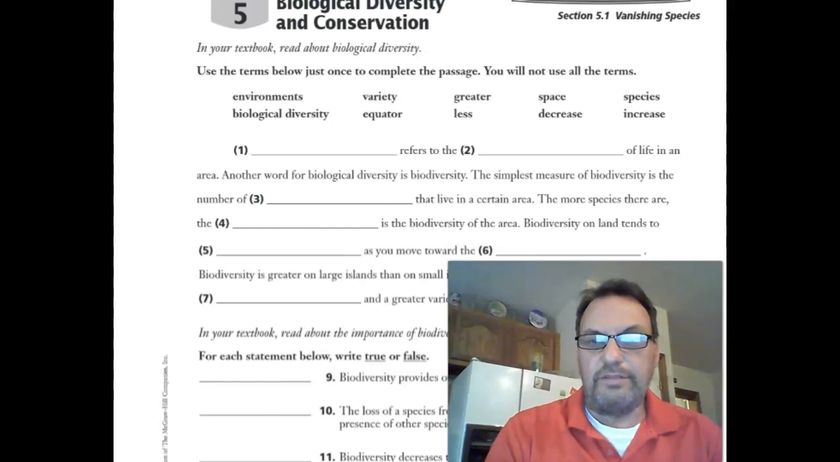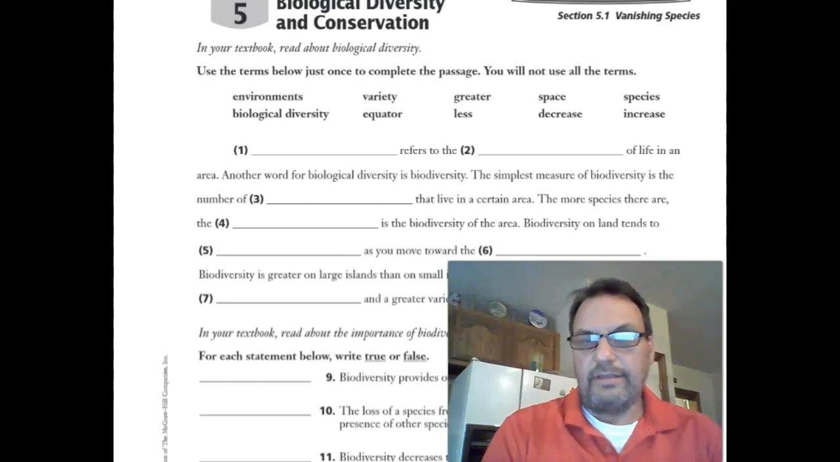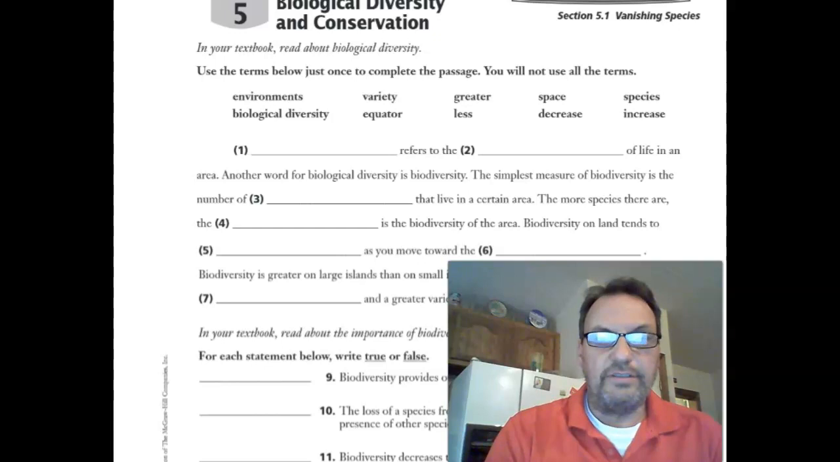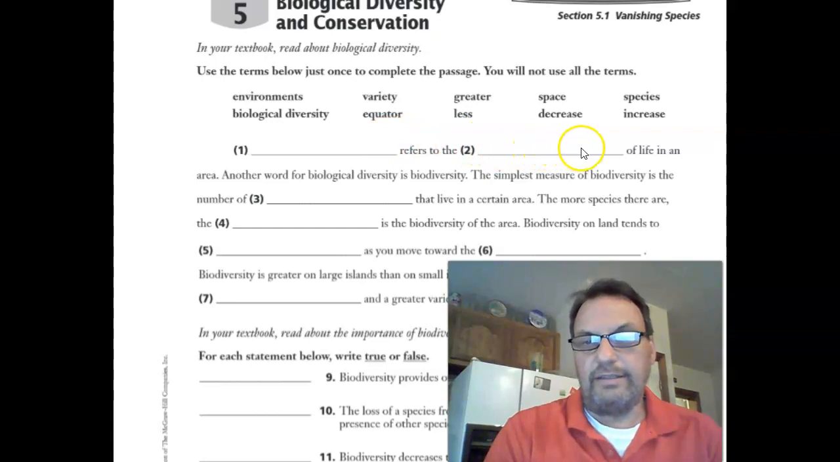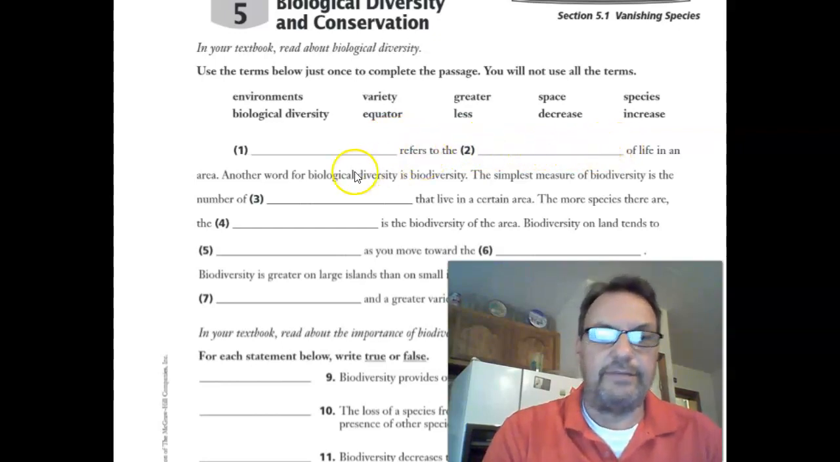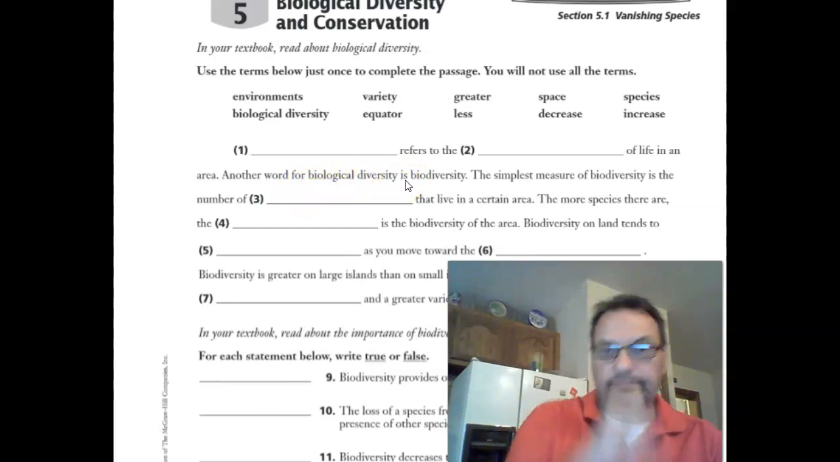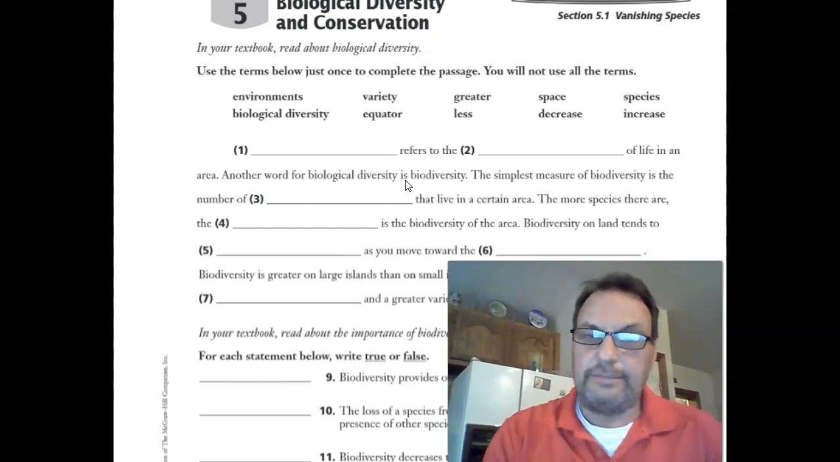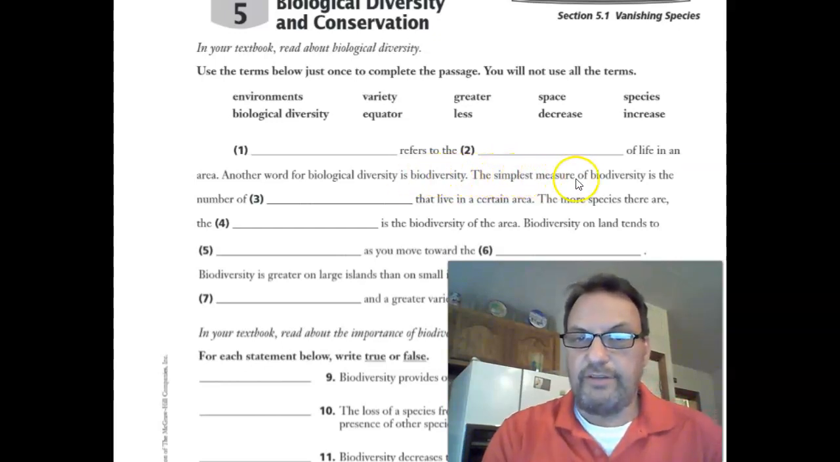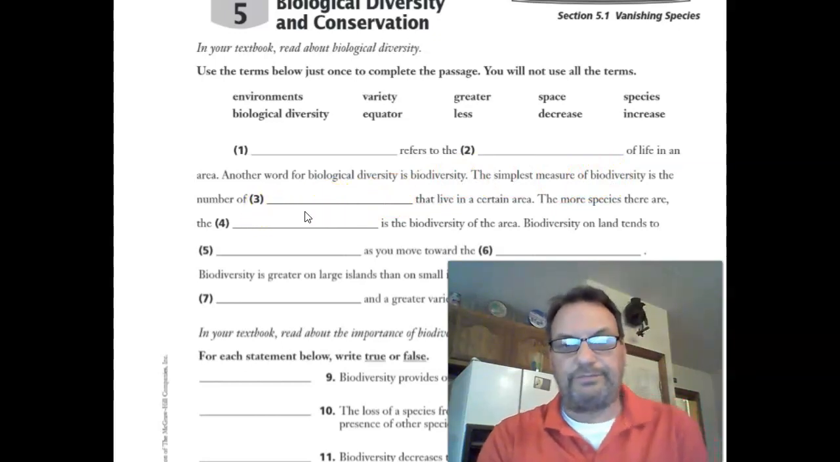Blank refers to the blank of life. So we're going to start with biological diversity, would go here, refers to the variety of life in an area. Another word for biological diversity is biodiversity, variety of life. The simplest measure of biodiversity is the number of species that live in a certain area.